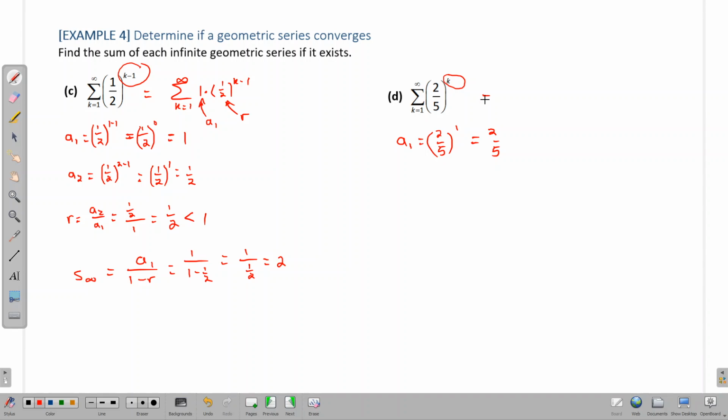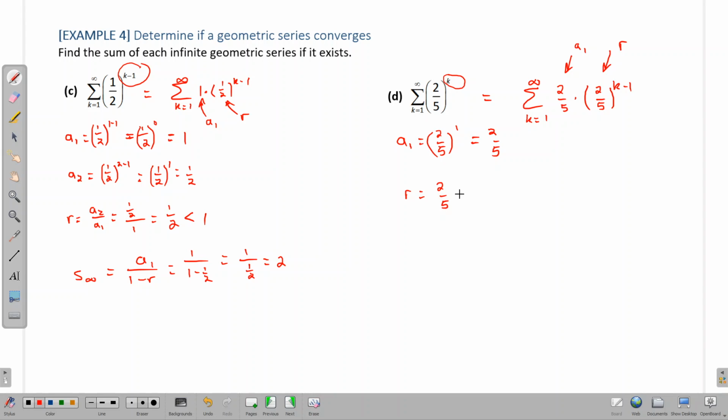Now, the way we could fix this, make it in the proper form, is I could pull off one of those factors of 2/5. But if I pull one off, that means I have to decrease the power by 1. So I'd have to write that as k minus 1. And now it does have the right form. So now you see a1 is 2/5, and you see that r is also 2/5. You could also find r using the same procedure that we did over here.